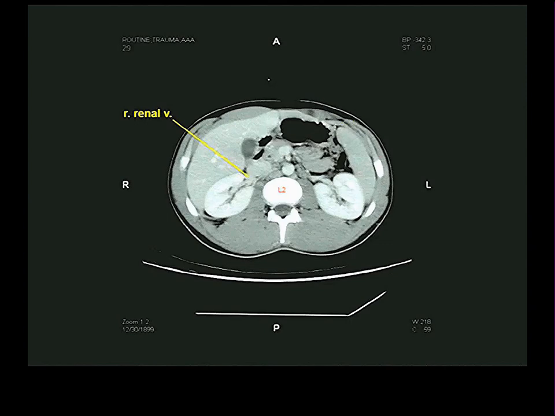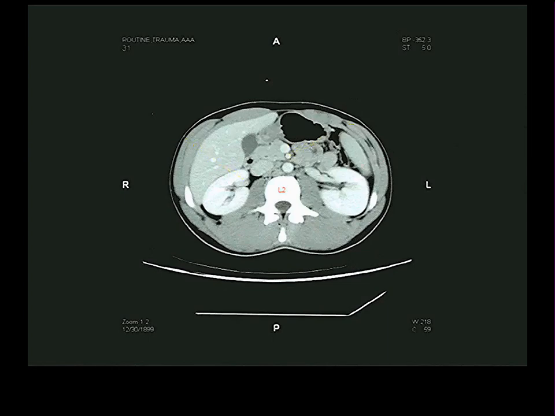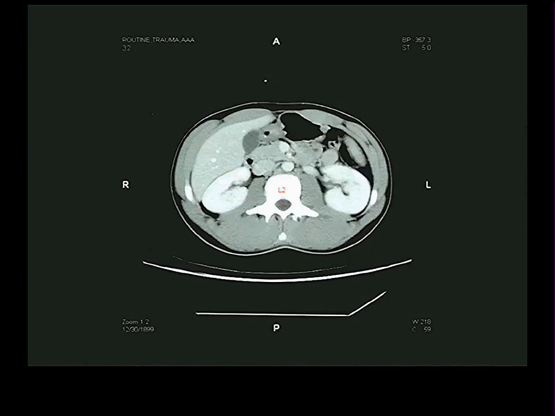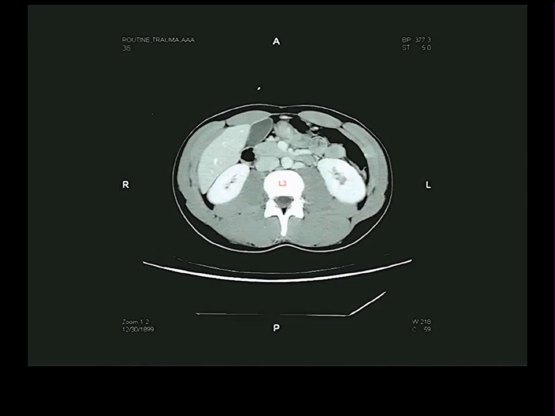Here it's getting a big vein from the right kidney. Here, by the way, is the SMA and the SMV. Here's the vein from the left kidney. Here's the uncinate process for the person who wanted to know, because here's the SMV, and it's the portion of the pancreas posterior to the SMV. Here's the SMA. Focus on your renal vein.